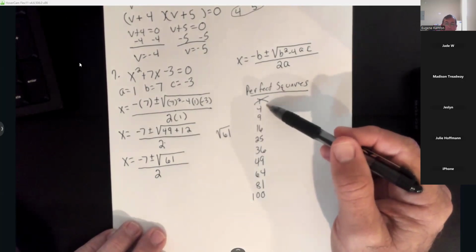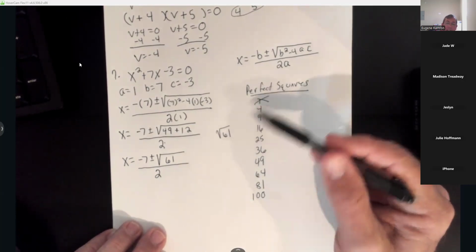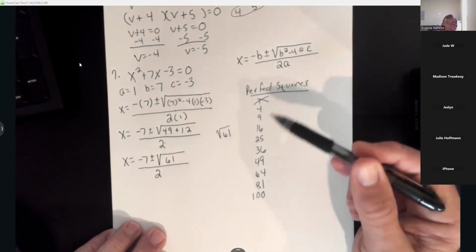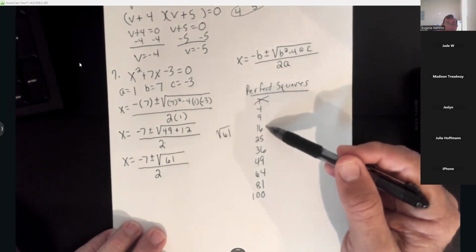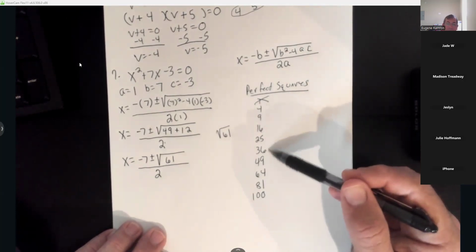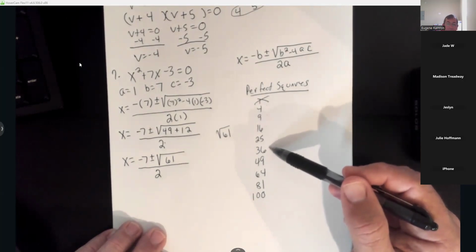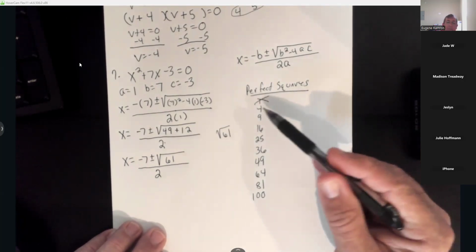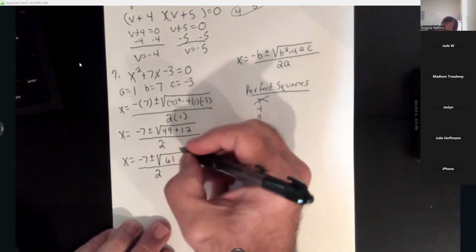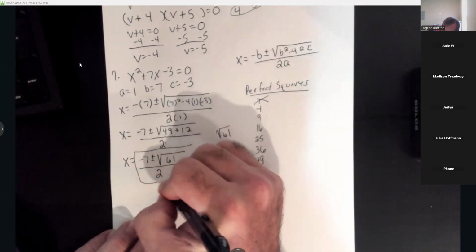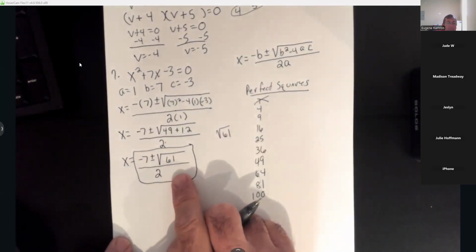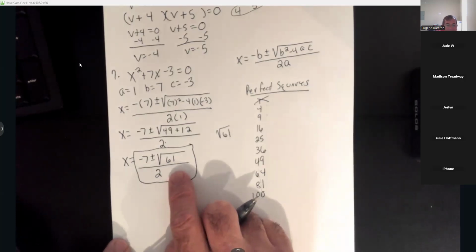It don't divide by 4. 60 divided by 4 works, but not 61. It's not dividing by 9. It's not dividing by 16. It's not dividing by 25. And then everything else is starting to get too big. So it's not going to divide by 36, 49. So since it does not divide by any of these perfect squares, this would be our final answer. This is the exact answer.